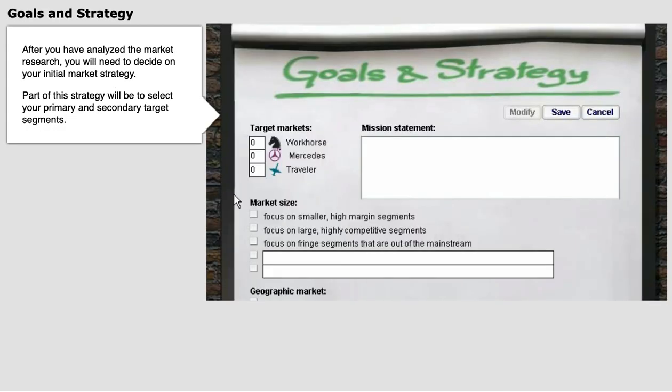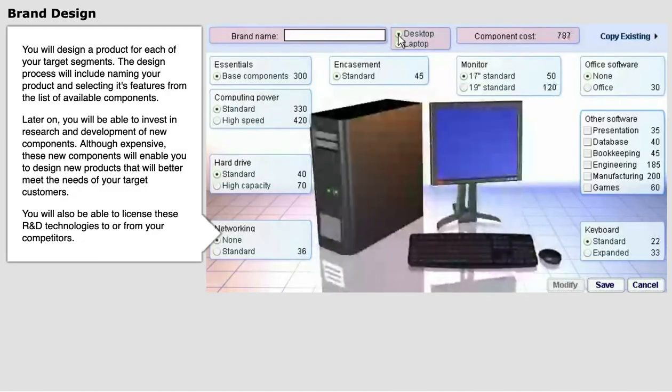After you have analyzed the market research, you will need to decide on your initial market strategy. Part of this strategy will be to select your primary and secondary target segments. You will design a product for each of your target segments. The design process will include naming your product and selecting its features from the list of available components.